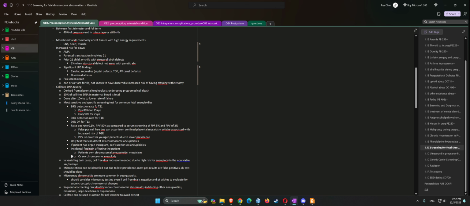What about positive predictive value? Positive predictive value is contingent on the population. It has a good positive predictive value in the advanced maternal age group. However, it is less reassuring, or less accurate, in the under 35 year old age group. Okay.